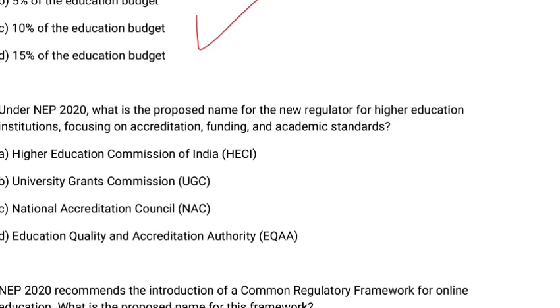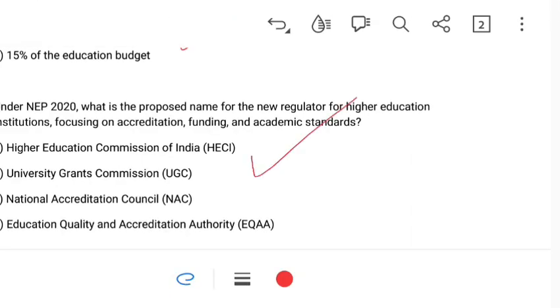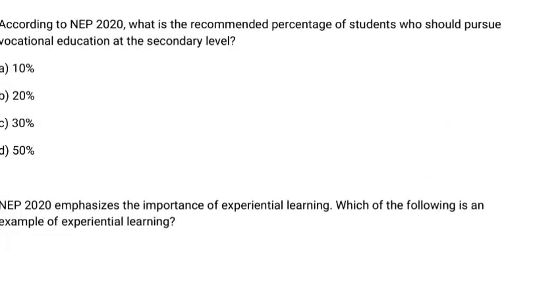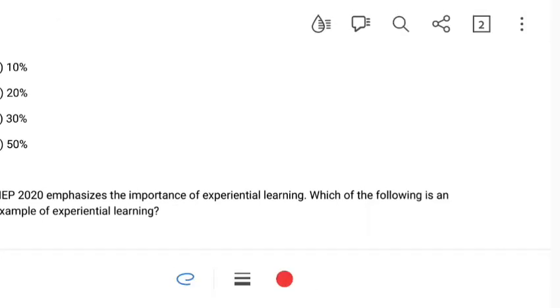Under NEP 2020, what is the proposed name for the new regulator for higher education institutions, focusing on accreditation, funding, and academic standards? It will be, we have already discussed, Higher Education Commission of India. Then, according to NEP 2020, what is the recommended percentage of students who should pursue vocational education at the secondary level? It will be 10%.